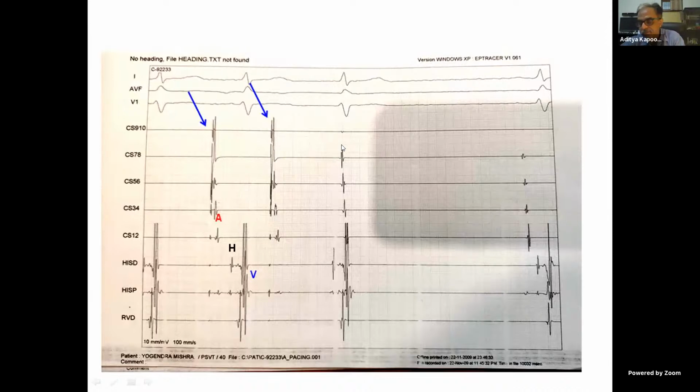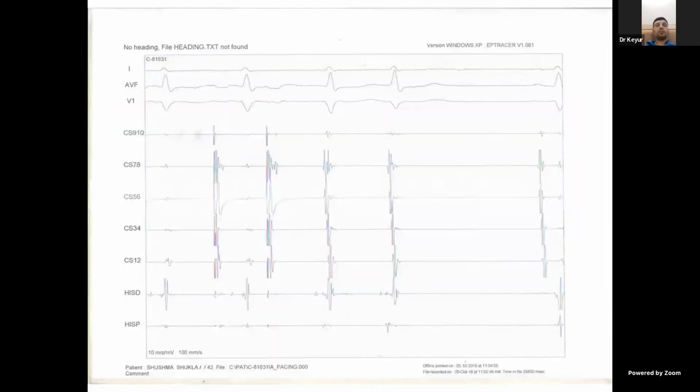Sandeepan, tell me what is happening. How many pacing stimuli? Okay, I'll tell you there are two pacing stimuli, because now look at CS 5-6, sharp thing here, sharp thing here, nothing here, right? So two pacing stimuli. You are pacing the A. Now just follow the QRSs for me.